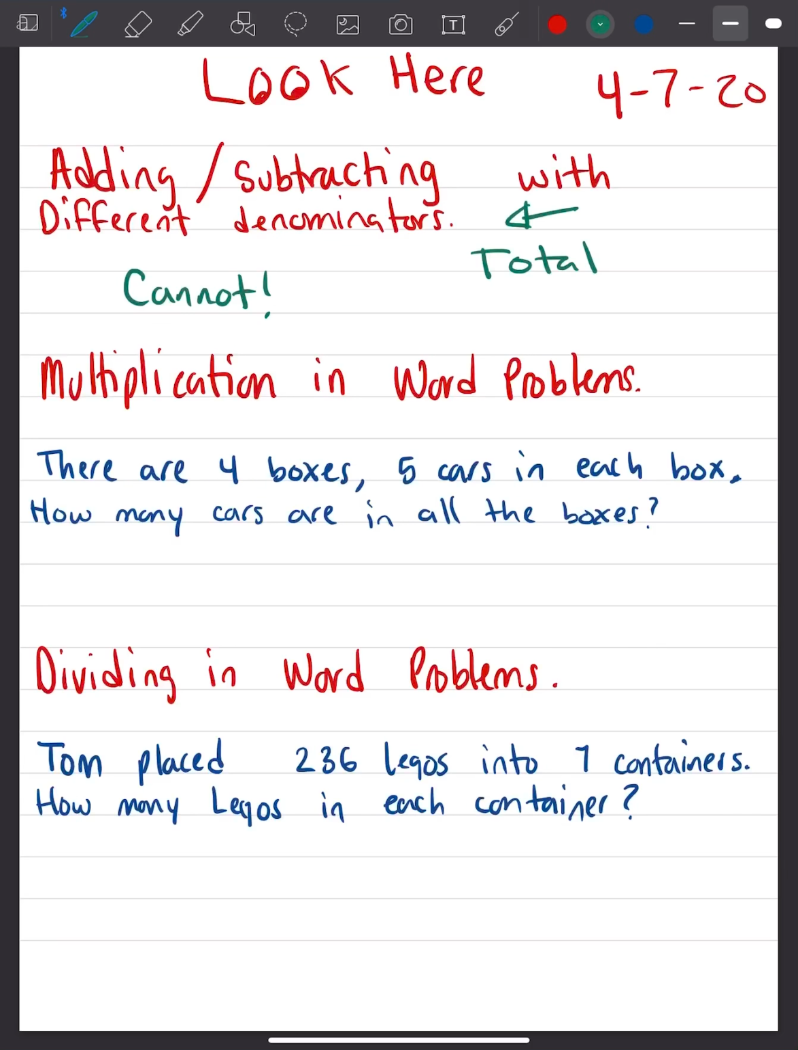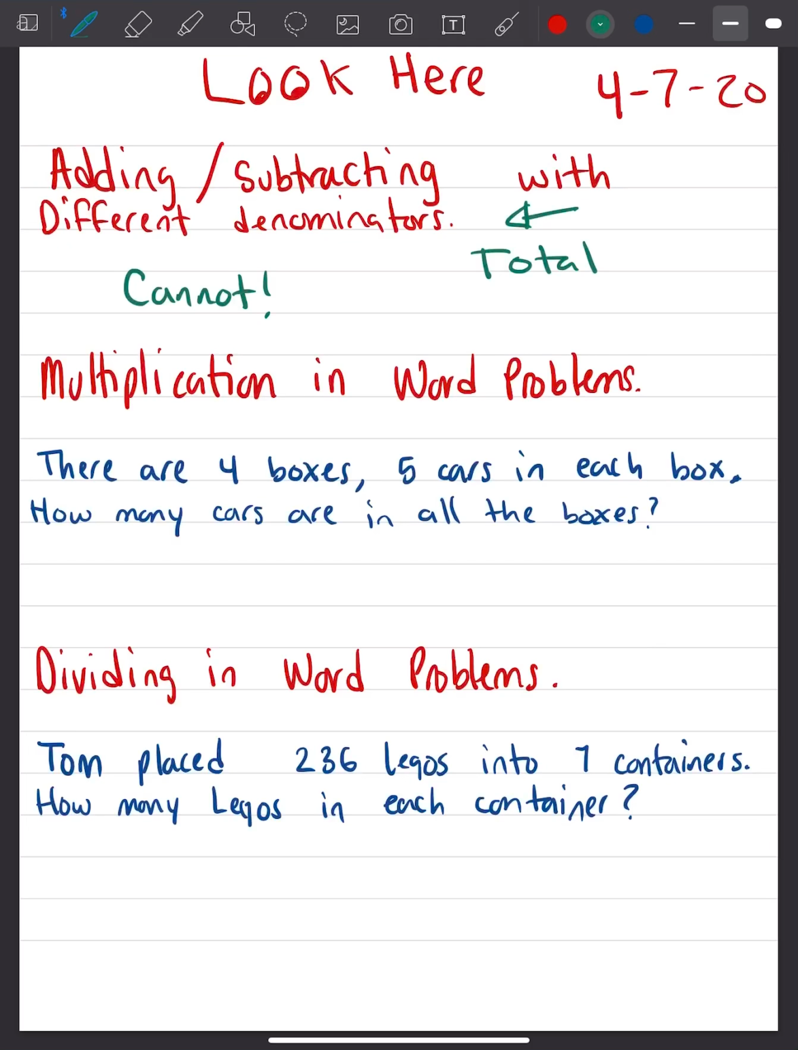All right, so with that said, we're going to move on to the next part, which is multiplication in word problems. All right, guys, so we've been practicing on multiplications. We have our multiplication sheet with us, and this is how you're going to see them in today's practice. So I wrote down an example. It says, there are 4 boxes, 5 cars in each box. How many cars are in all the boxes?